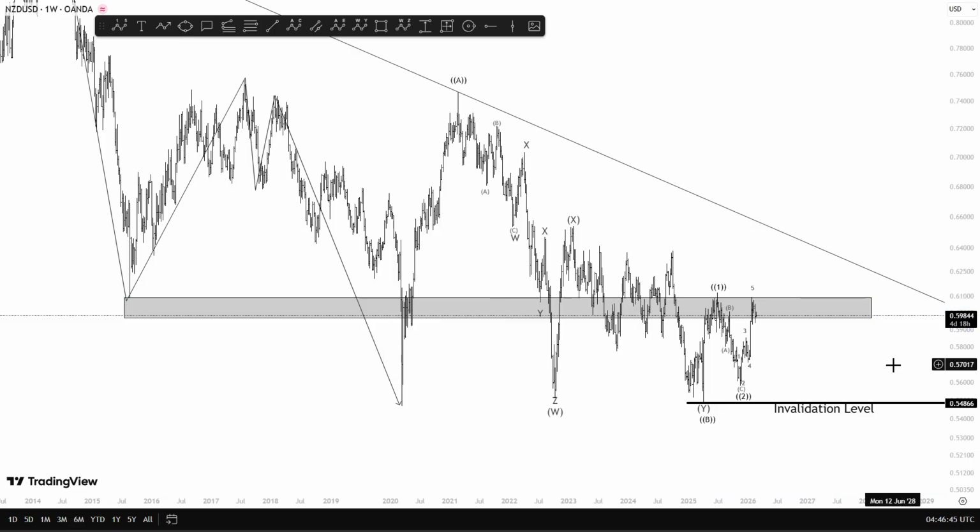So now we just completed a subwave of an impulse, which is a diagonal. It's called a leading diagonal. After a leading diagonal, we have what? A retracement, which means what we're expecting now on New Zealand USD is a retracement of this leading diagonal. After a leading diagonal impulse, we are going to have a retracement of a corrective structure.